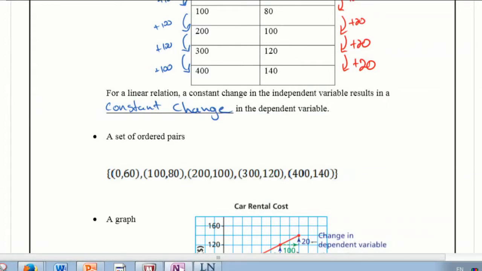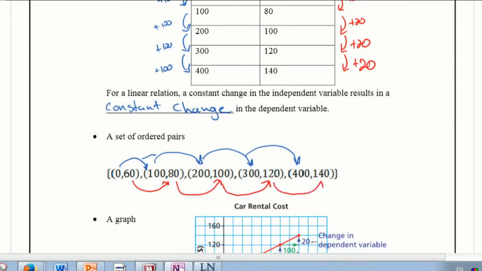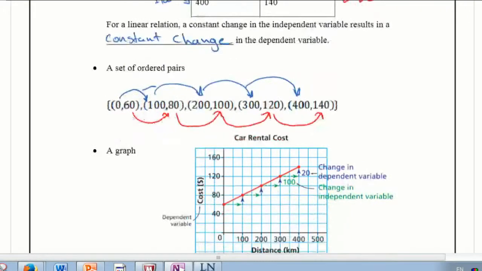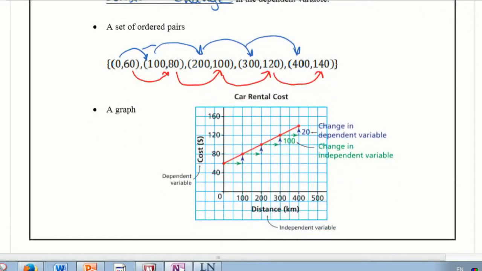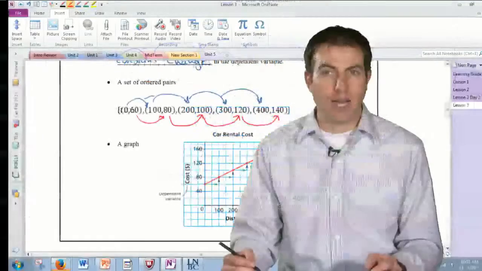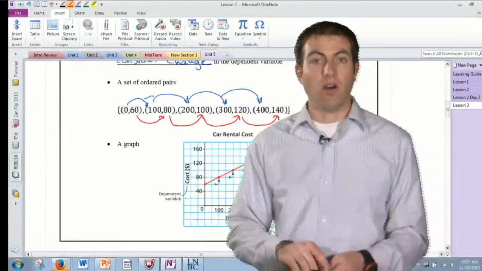This is the exact same data set as the table. I've gone from 0 to 100, 1 to 2, 2 to 3, 3 to 4, and my second data always goes up by 20. So there we go. Same set of data in ordered pairs. And then if I scroll down a little bit further, it's the exact same data set again. Sorry, I was reading step as I was thinking. But now we've just represented it as a graph. So it's all the same thing.